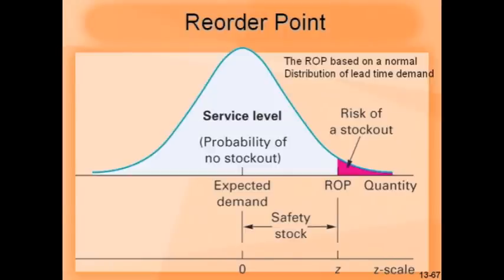Reorder point on the next slide. So the reorder point is based on a normal distribution of lead time demand. We are assuming that the demand during the lead time is normally distributed as shown in the picture. Service level is considered as the probability of no stock out, and the shaded part is the probability of stock out. You can see this is the Z level. Now if you push this line to the right side, if you increase the value of Z, the risk of stock out will reduce. Why will it reduce? Because we will be keeping more items in the safety stock. Because safety stock will increase, obviously the risk of stock out will also decrease.